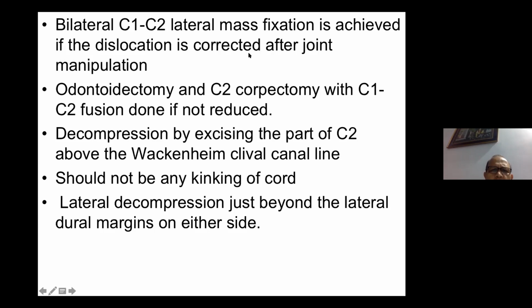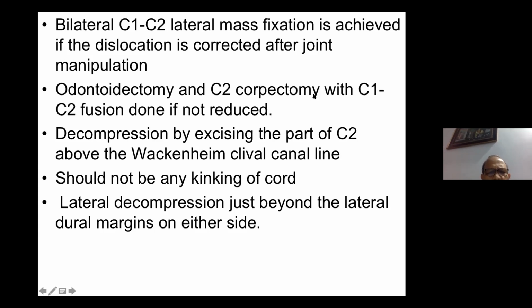If it is not reducing, then go for odontectomy and C2 vertebral body excision, part of it at least, or whole depending upon how much is required. And then you go for C1, C2 fusion. So decompression by excising the part of the C2 body above the vacuum clival canal line is important, and there should not be any kinking of the cord.